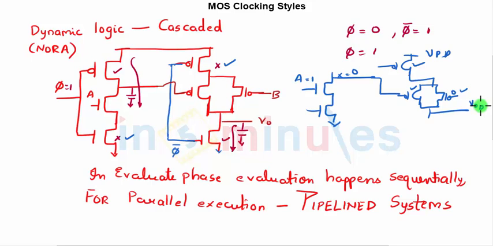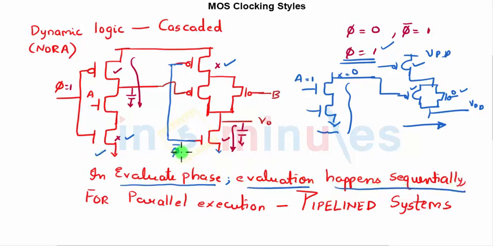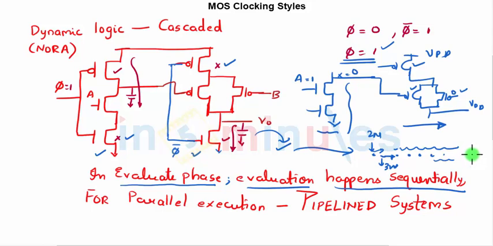But all this happens when phi is equal to 1, and after this block computes, the next block can start its computation. When phi becomes 1, it is the evaluate phase, and in the evaluation phase, evaluation happens sequentially. First this, then this, and if there is another cascade, then that, then that. Everything happens one after another, which means if the first block takes 2 nanoseconds, the next will start after 2 nanoseconds. If it takes 3 nanoseconds, after 5 nanoseconds the third will start. It's a rippling effect, sequential, one after the other. It will lead to a lot of delay.